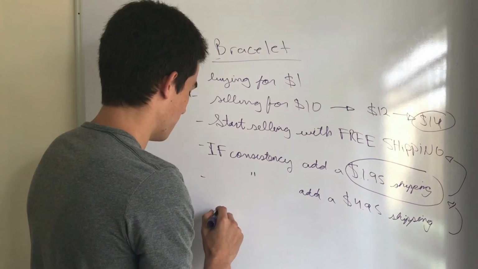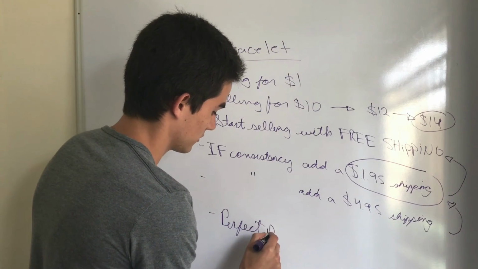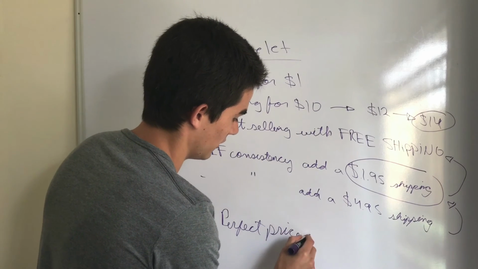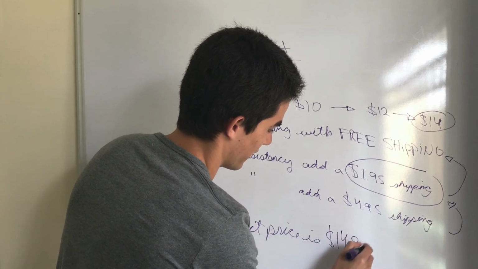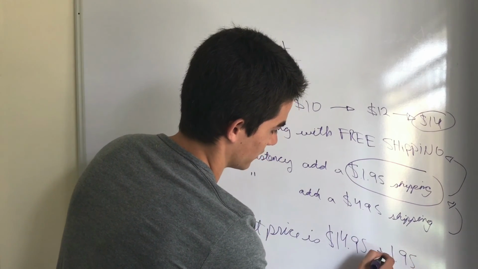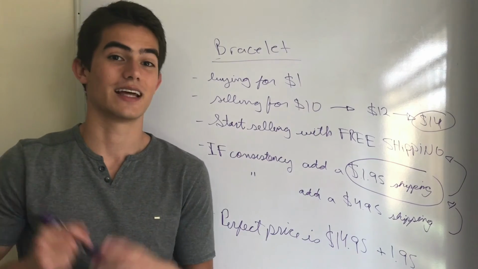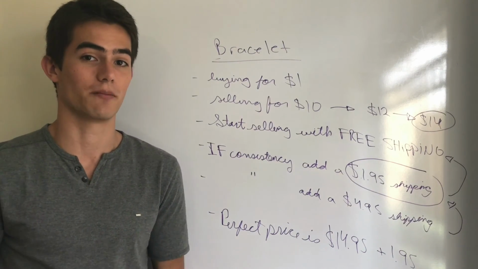So the perfect price is $14.95 plus $1.95 shipping rate. So see how it is, guys? That's how you increase your profit margins. That's exactly how I start testing retail with my Facebook campaigns.